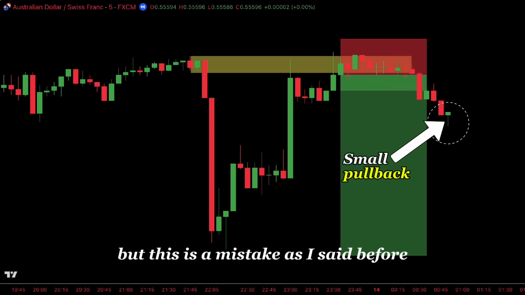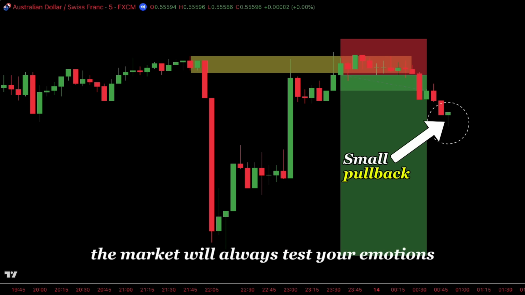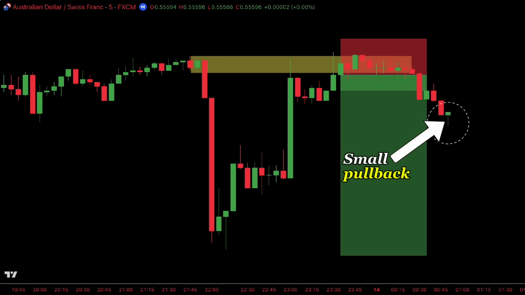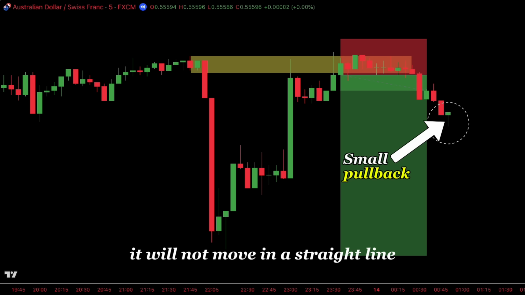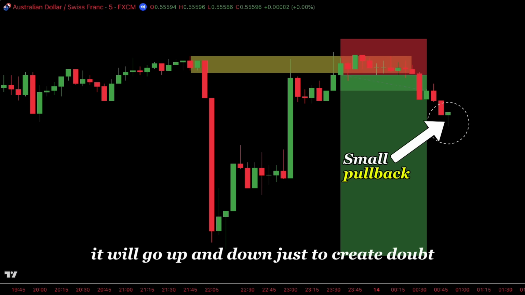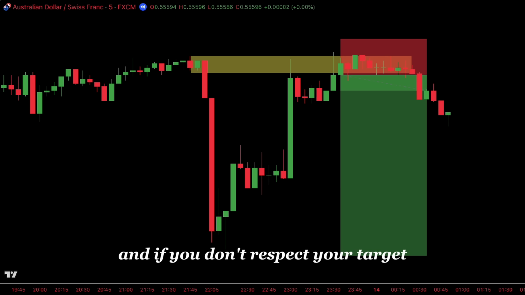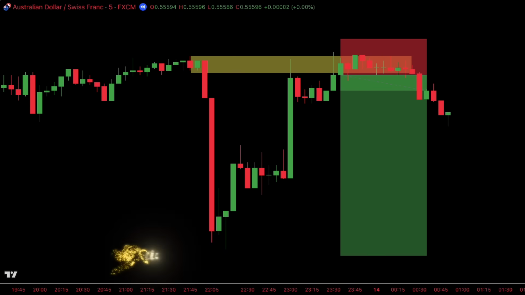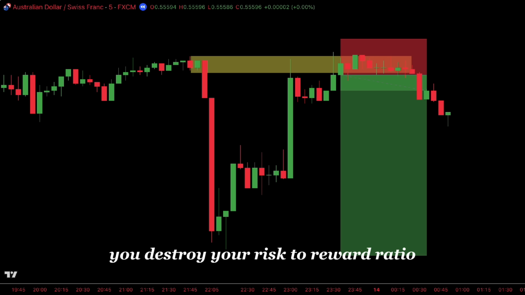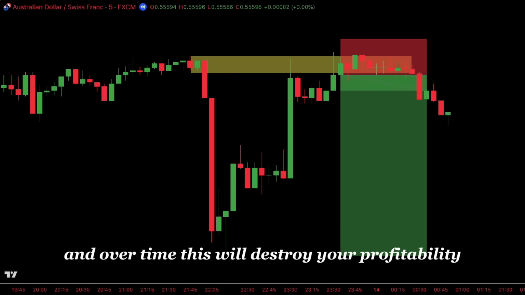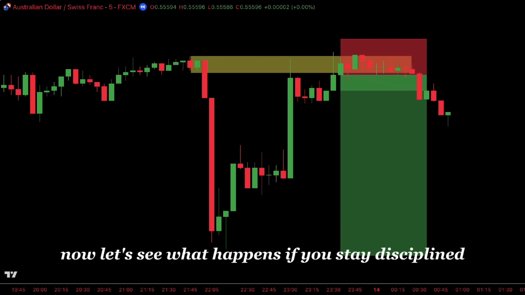But this is a mistake. As I said before, the market will always test your emotions. It will not move in a straight line. It will go up and down just to create doubt. And if you don't respect your target, you destroy your risk-to-reward ratio. And over time, this will destroy your profitability. Now let's see what happens if you stay disciplined.